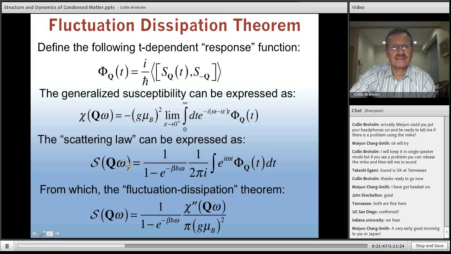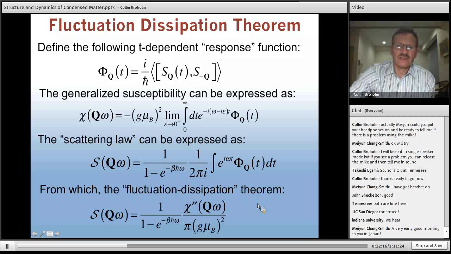Good, so now we have expressions which relate the generalized susceptibility to a certain transform of phi of q, and also relating the dynamic correlation function to a certain transform of phi of q. So that means that these two functions are actually connected to each other, and they're connected through the so-called fluctuation dissipation theorem, which I've listed below here.